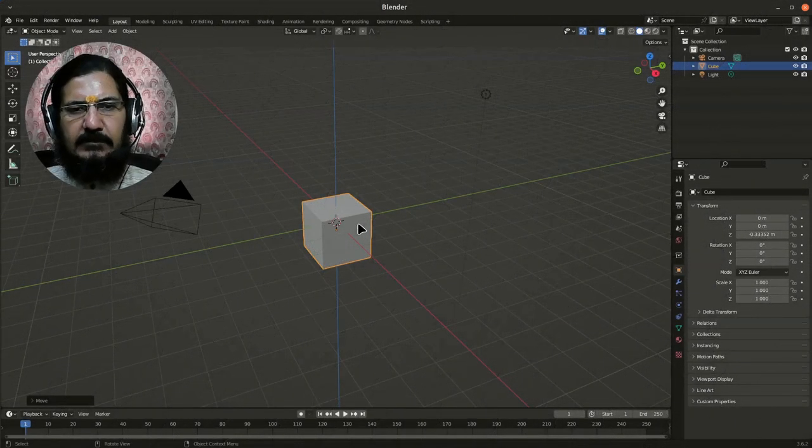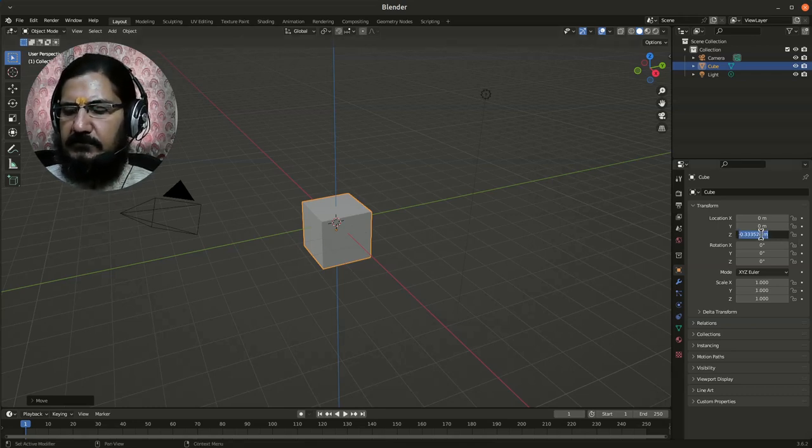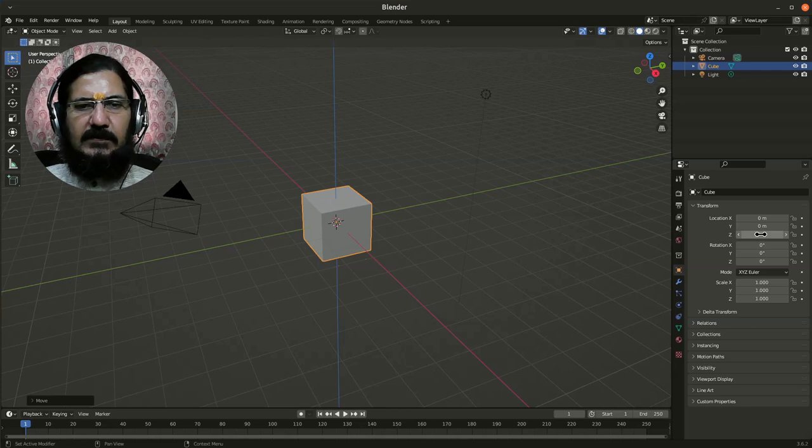The third thing that you can do is, let's again reset this to 0, 0, 0, 0, 0 for better understanding. Now my cube is exactly in the center. The movement of this cube again we will do with grab, and we will move it in some direction.